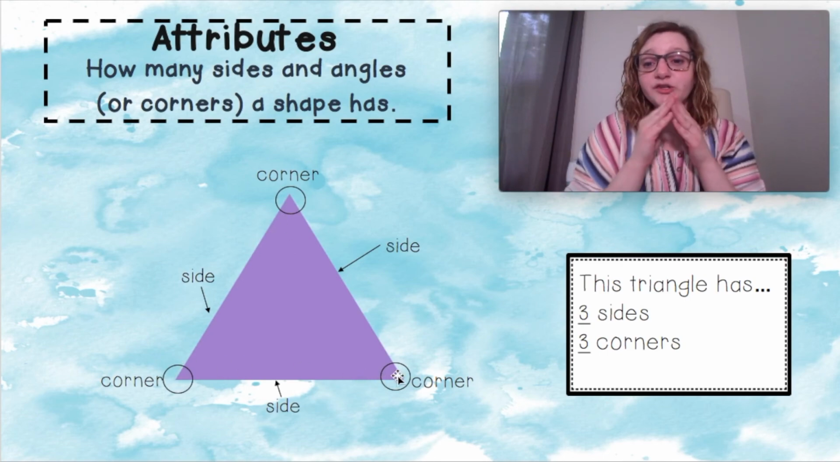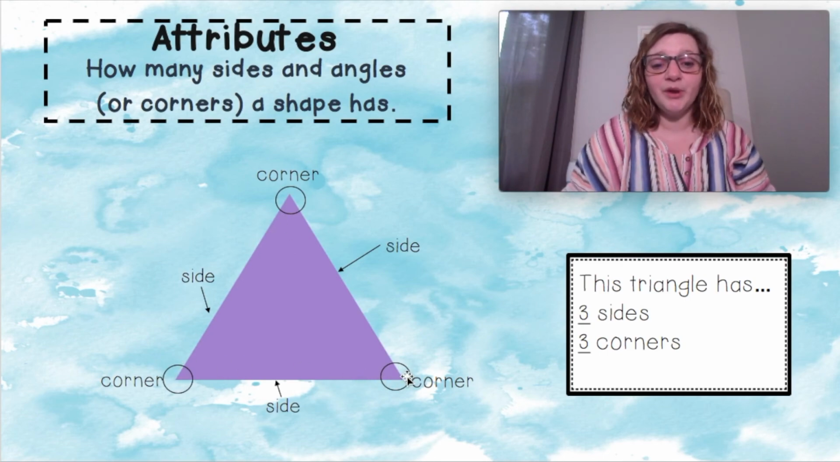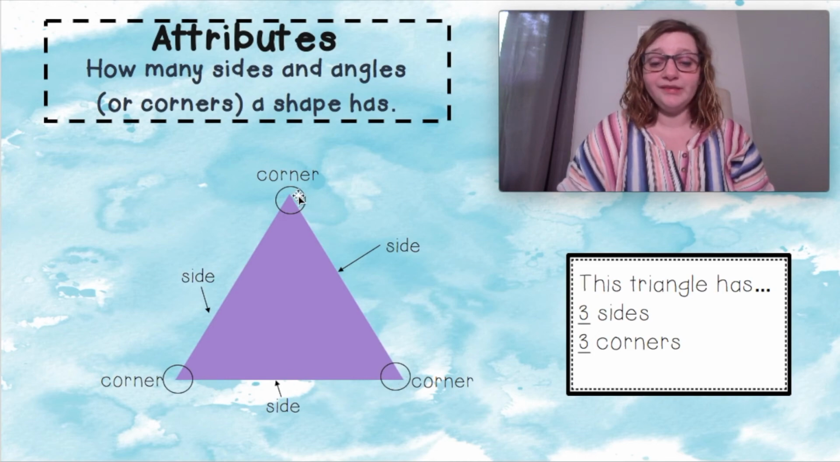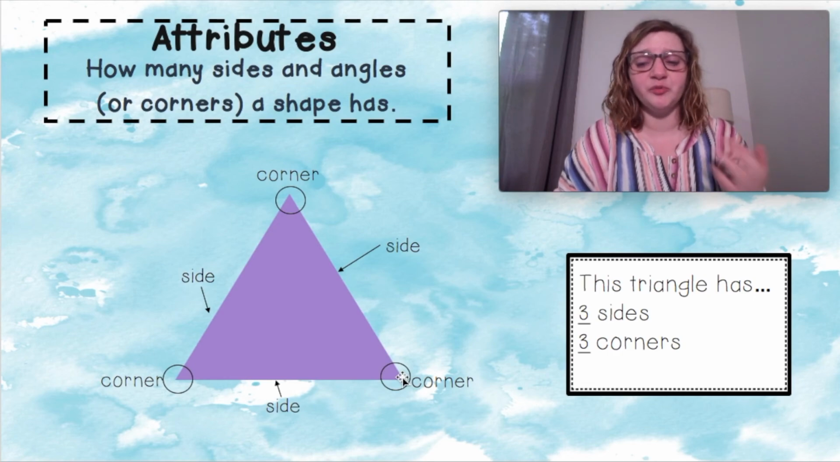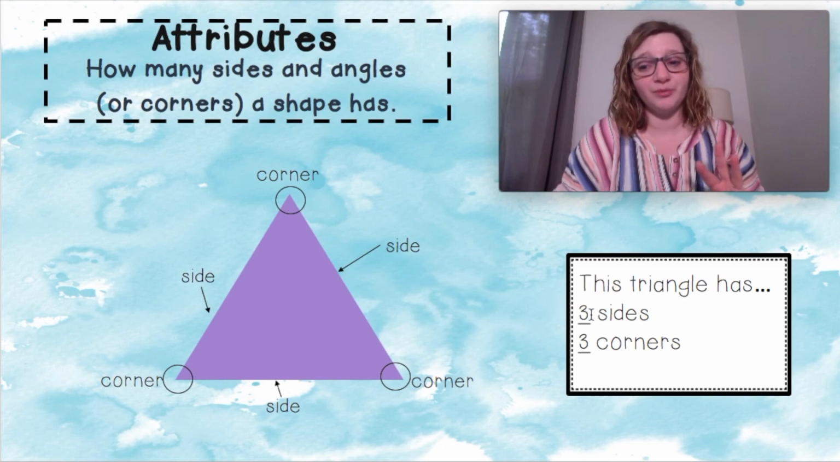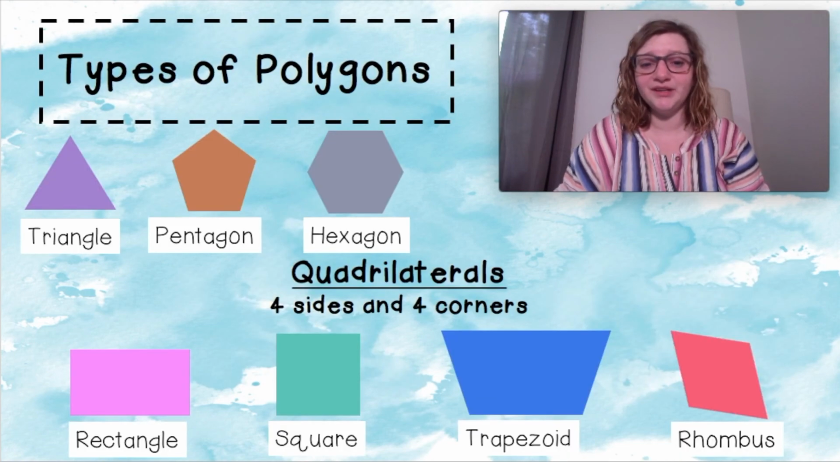Now the corners are where 2 sides meet. And then we also see the sides. So looking at this shape, we see that it has 1, 2, 3 sides and 1, 2, 3 corners. So when identifying these attributes, we would write that the triangle has 3 sides and 3 corners. So let's look at a bunch of different polygons and count up their sides and corners. So first, we've already done the triangle. We know that it has 3 sides and 3 corners.